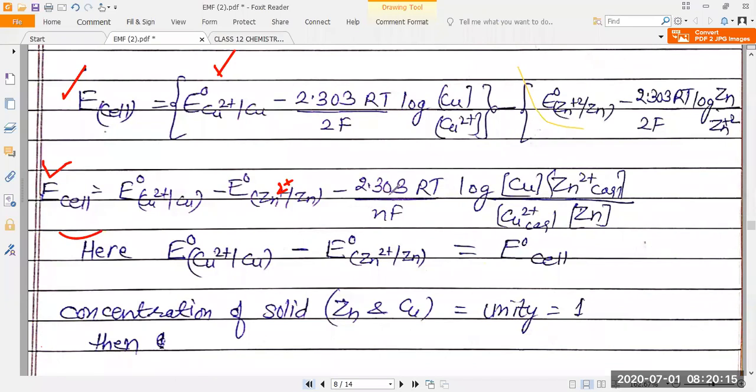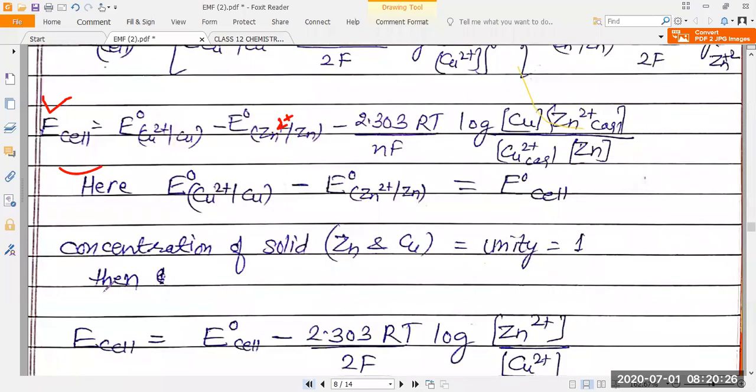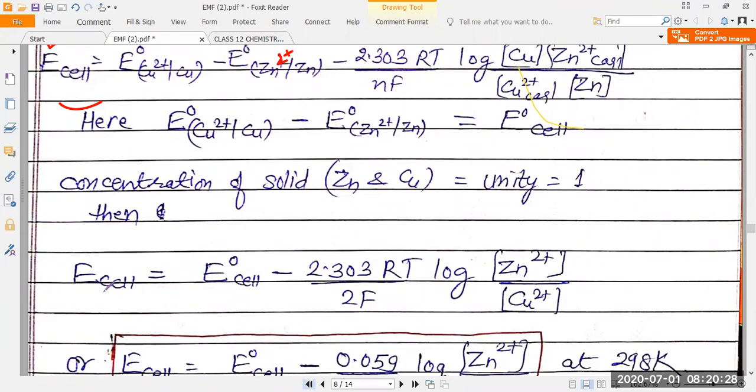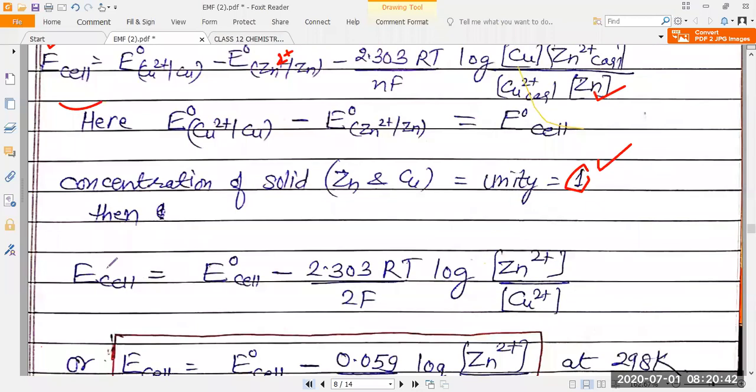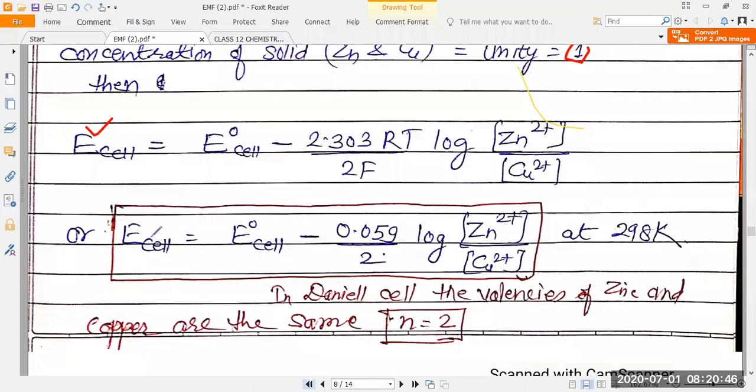then 2.303 RT by nF log, concentration of copper, then concentration of zinc divided by concentration of copper divided by zinc, then the final concentration here, the concentration of copper and zinc. Copper and zinc are solid, so concentration of solids are taken as 1. So when we write the value here 1 and 1, then we get the final formula. This is the final formula.